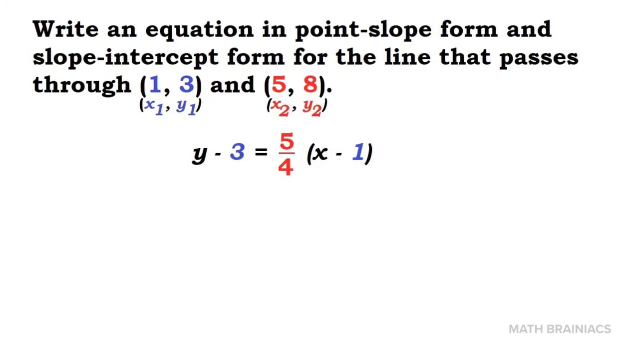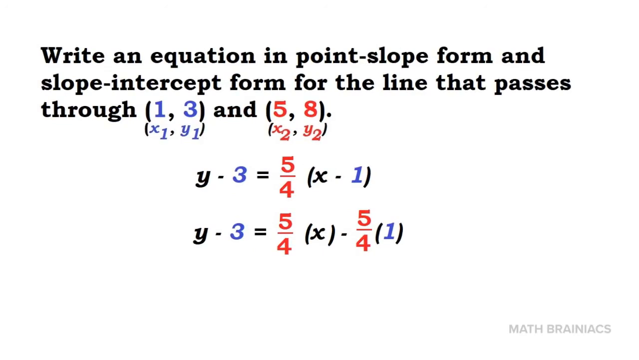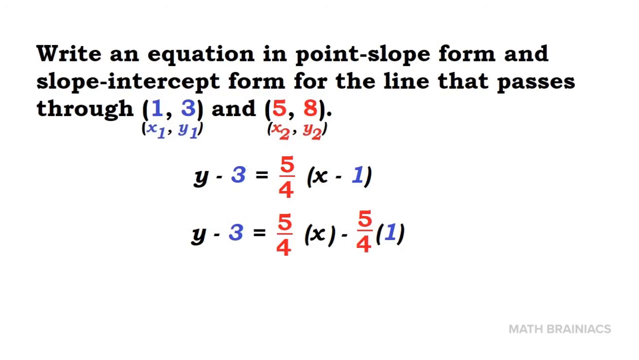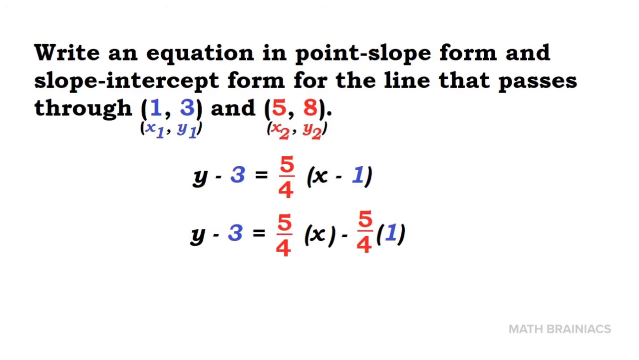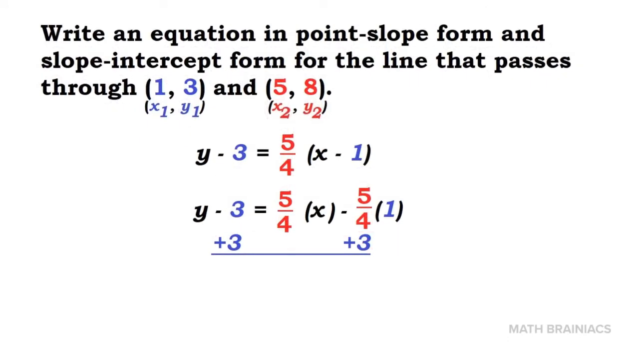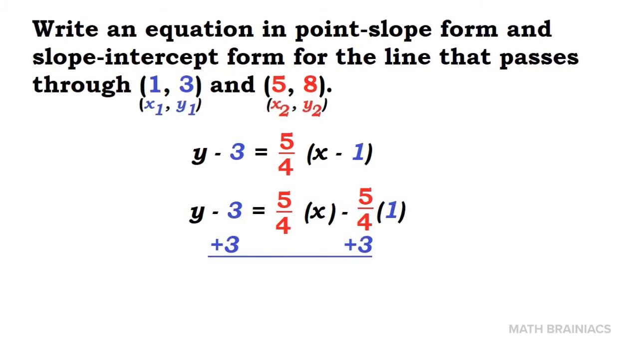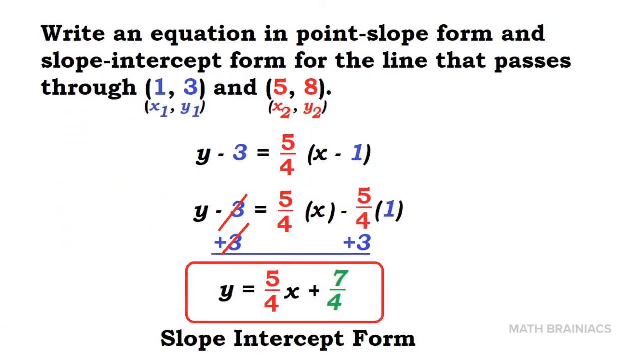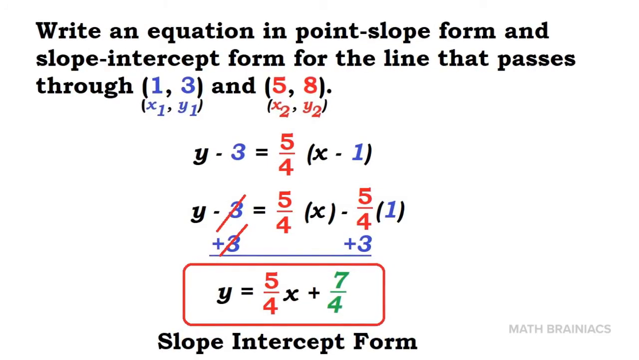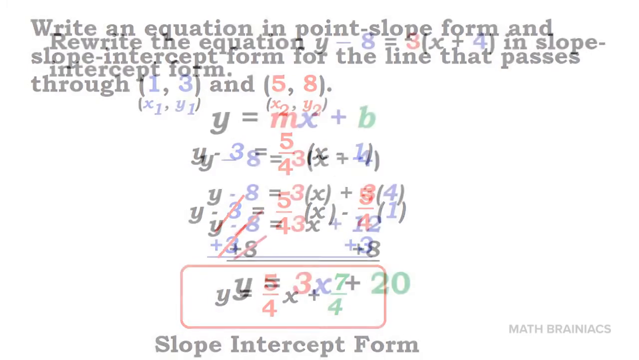y minus 3 is equal to 5 over 4 times x minus 1. Distributing the slope 5 over 4 inside the parentheses on the right side of the equation, it will give us y minus 3 is equal to 5 over 4 times x minus 5 over 4 times 1. To eliminate the 3 on the left side, we're going to add 3 on both sides of the equation. And we can cancel out the 3 on the left side, which will give us y is equal to 5 over 4x plus 7 over 4. This is the slope-intercept form.